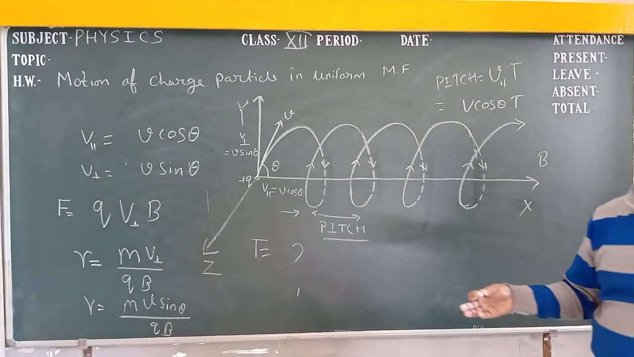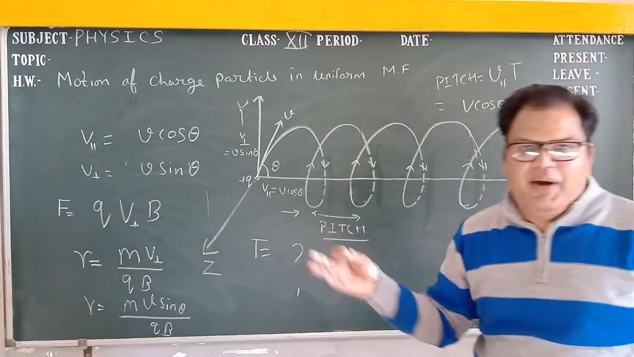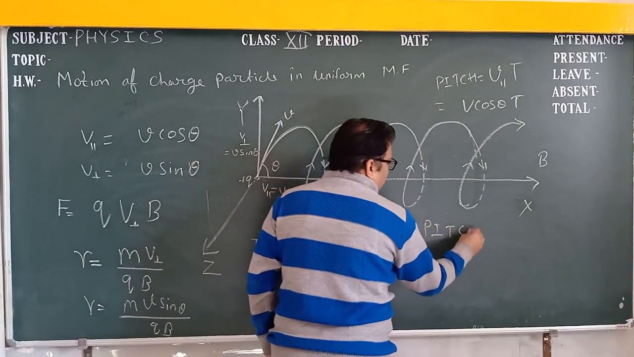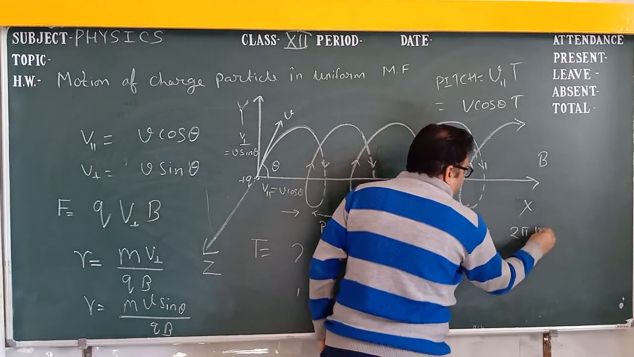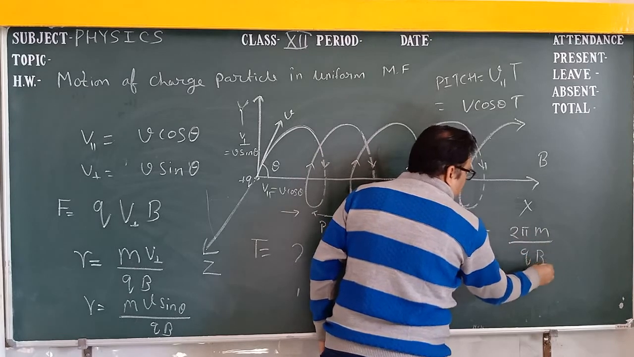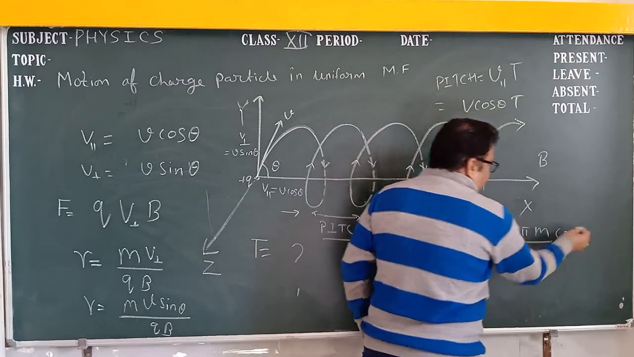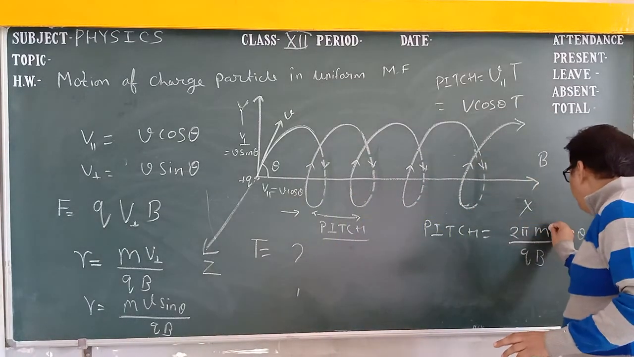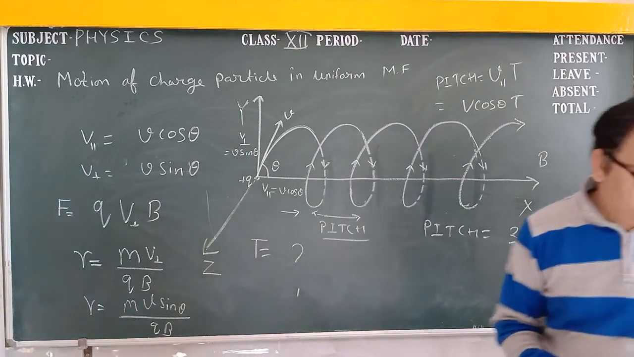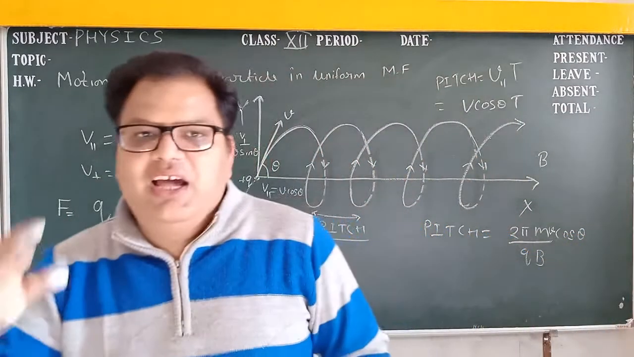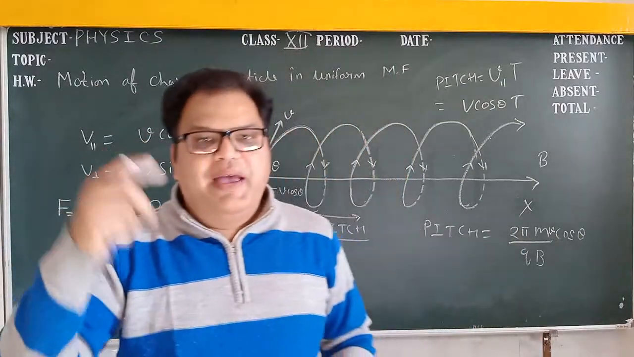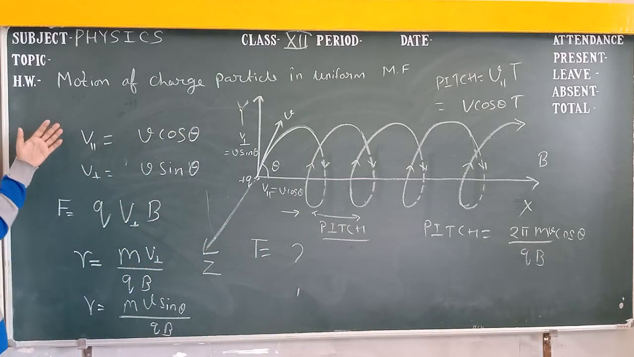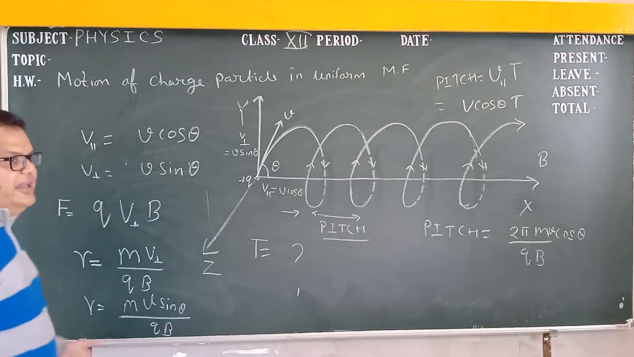And we know that time equals 2 pi m upon qB. Just put it here. Pitch is equal to 2 pi m upon qB times V cos theta. We know the velocity component is V cos theta, so instead of v, we are taking V cos theta. So if the particle enters the magnetic field at an inclined angle, then we can find the pitch, time period and radius of the particle.